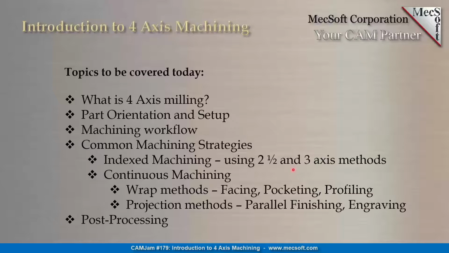And then we'll jump into the continuous machining, where again, there are two different types of continuous machining in our system. One is called the wrap methods, where we are basically taking 2.5 axis facing, pocketing, and profiling toolpaths and wrapping them onto a rotary cylinder or a rotary axis to give you a 4-axis continuous machining. This in effect is taking one axis, either X or Y, of the 2.5 axis machining method and converting that to a rotary axis. So in reality it's really 3 axis, but on your machine it is continuous 4-axis machining.